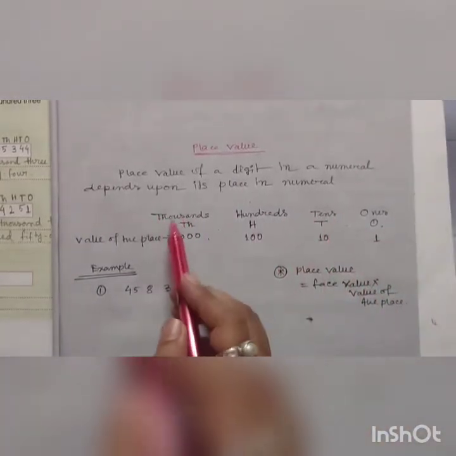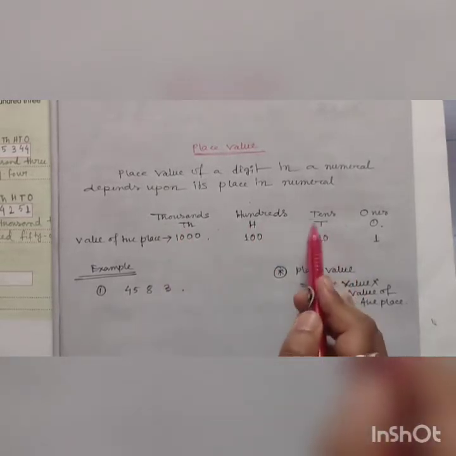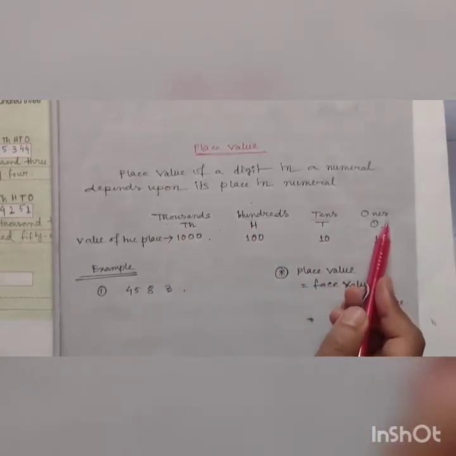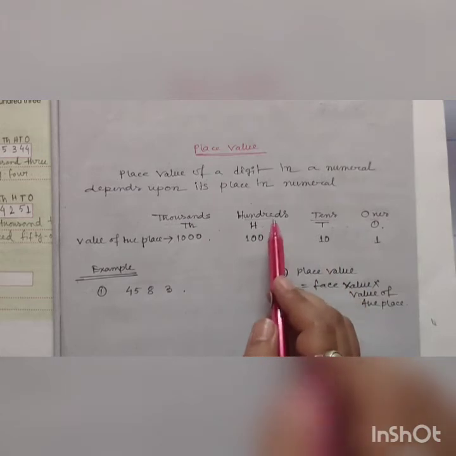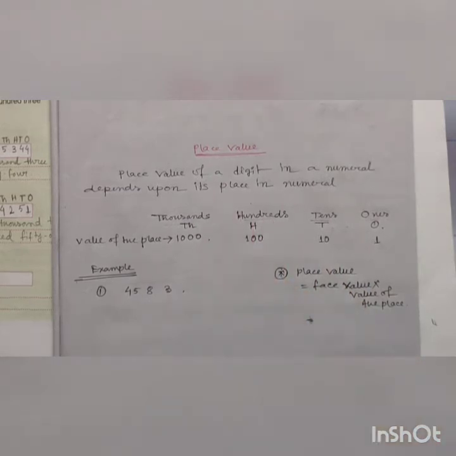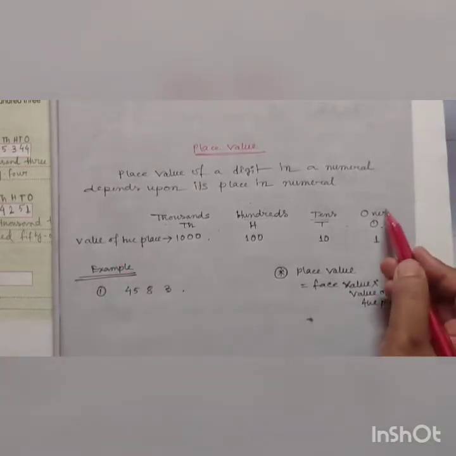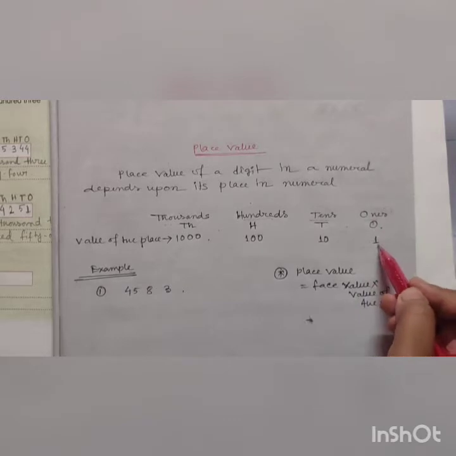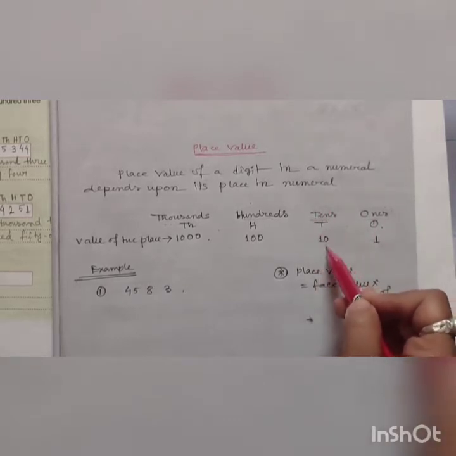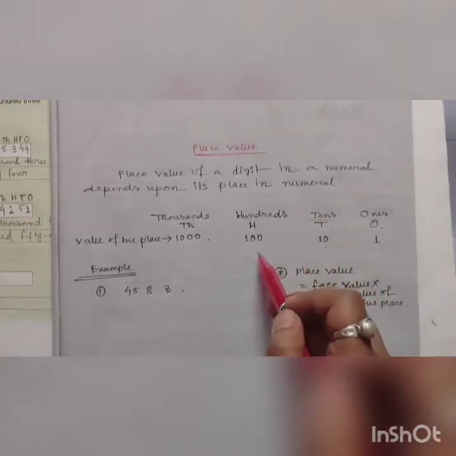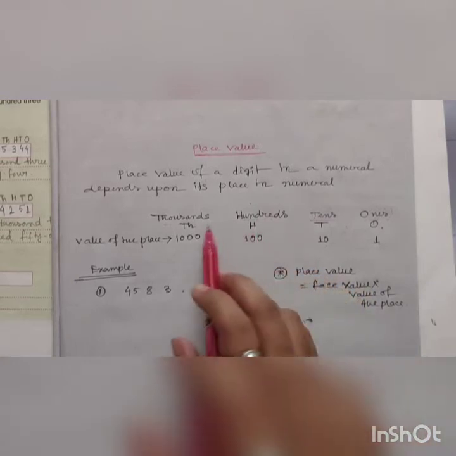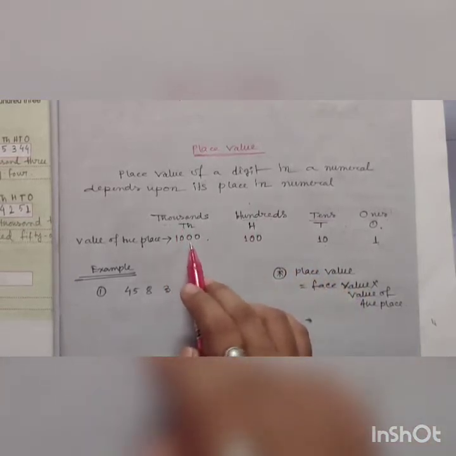So first we will learn about the place value chart of a 4 digit number. Thousands, hundreds, tens, ones. O is written as ones, T is for tens, H is for hundreds, and TH for thousands. So the value of the place, now we will learn the value of the place. The value of the ones place is 1, the value of the tens place is 10, value of the hundreds place is 100, and the value of the thousands place is 1000.